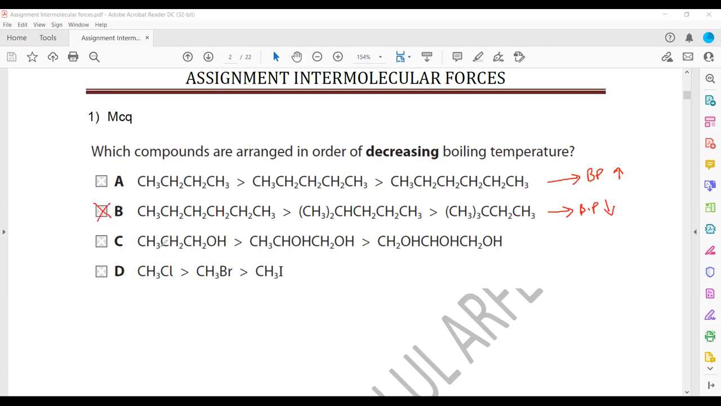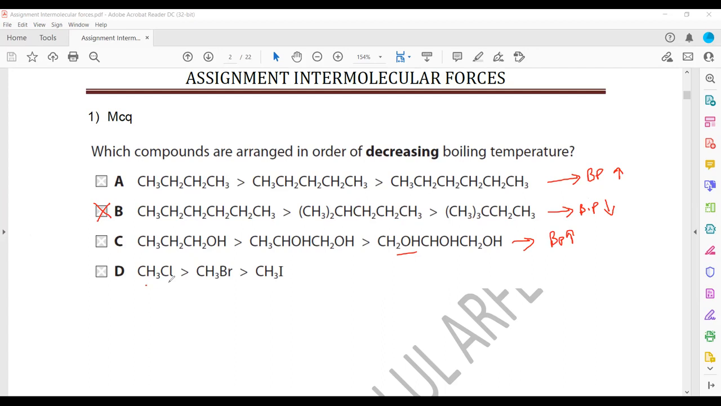What about this one? When you check, there are 3 carbons and an OH group. Then 3 carbons and 2 OH groups, and then 3 OH groups. So as the number of OH groups increases, the boiling point will also increase.